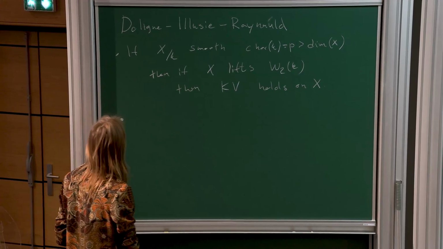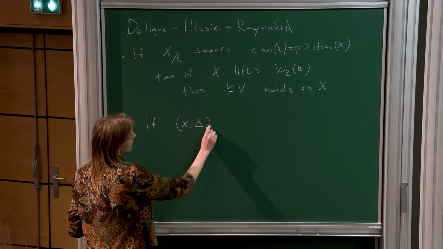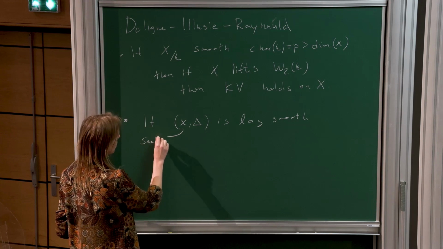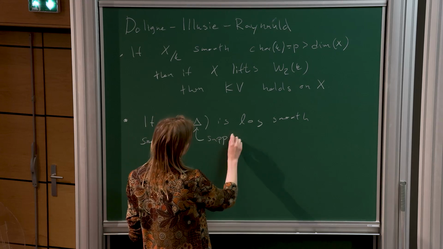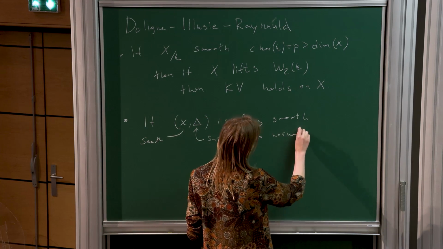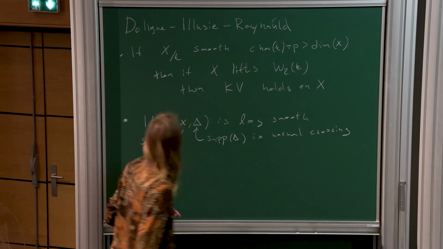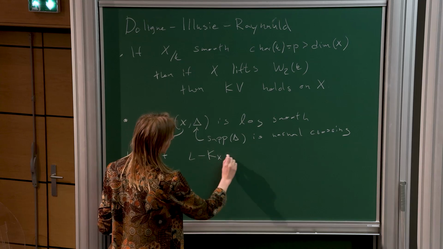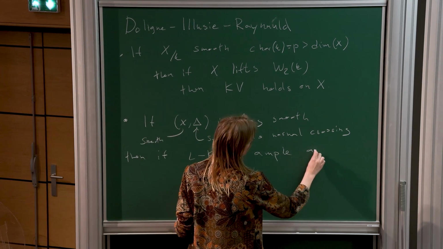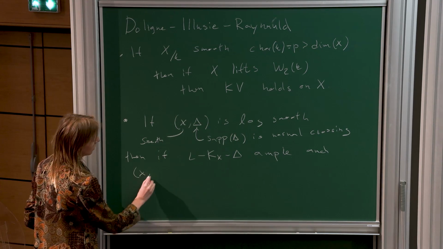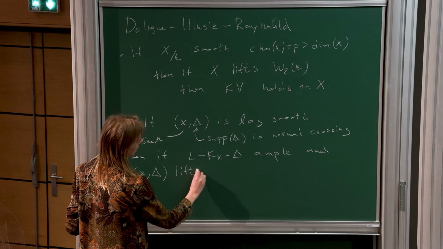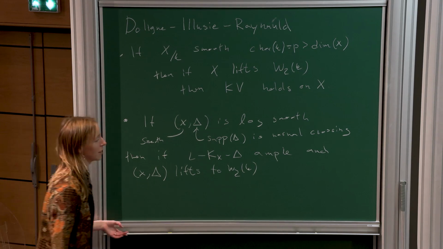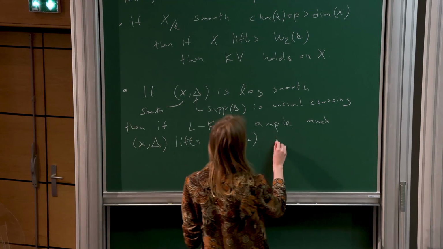So the boundary version is that if (X, Δ) is, so we call this log smooth. I mean by that X is smooth and the support of Δ is normal crossing. And then if L minus K_X minus Δ is ample and X together with this normal crossing divisor lifts to W_2(k), in the sense as discussed in the lecture notes of Esnault and Viehweg, then again, of course, we should have the same assumptions.